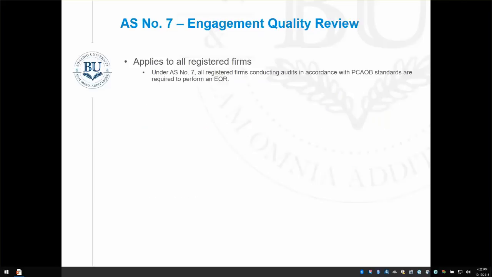Okay, let's now take a moment to look at AS7, which is the Engagement Quality Review Standard. Again, this standard's not new, and it's been around for some time now. So this is just meant to be a refresher for everybody on the call as to what engagements do require an EQCR from a PCAOB perspective, which ones don't, and the procedures and processes that go into the engagement quality review process.